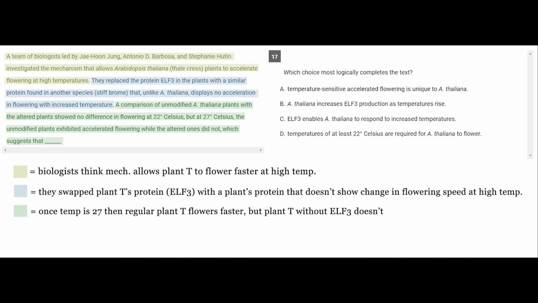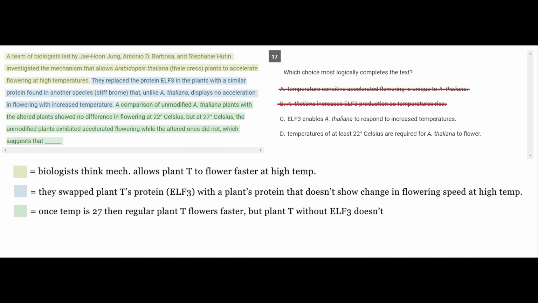Choice A says, temperature-sensitive accelerated flowering is unique to A. thaliana. Although this is possible, it doesn't logically complete the text because the focus of the text isn't about whether this is unique, and this fact can't be proven true with the text. Choice B says, A. thaliana increases ELF3 production as temperatures rise. We also can't prove this with the text. The direction of the text points to the fact that ELF3 causes plant T to flower faster at higher temperatures, but never talks about increasing production of ELF3. So we don't know this, and it doesn't logically follow the text.